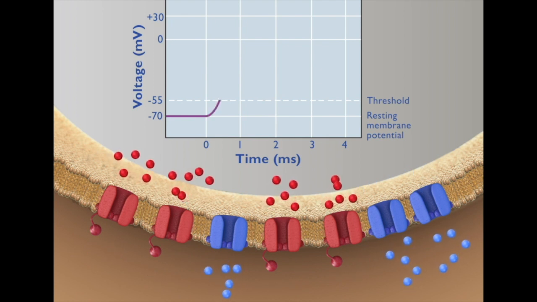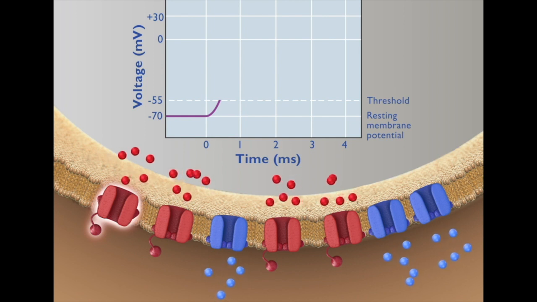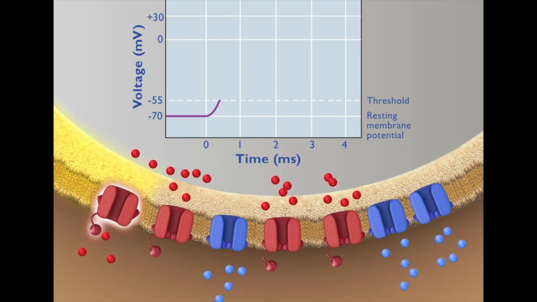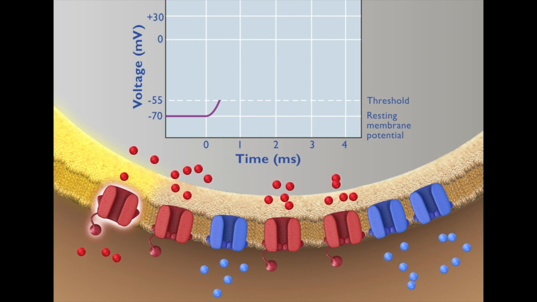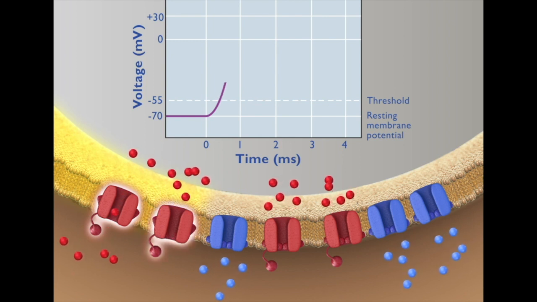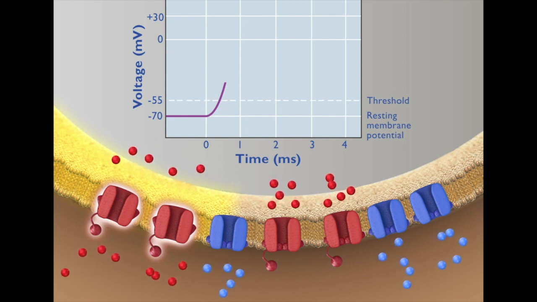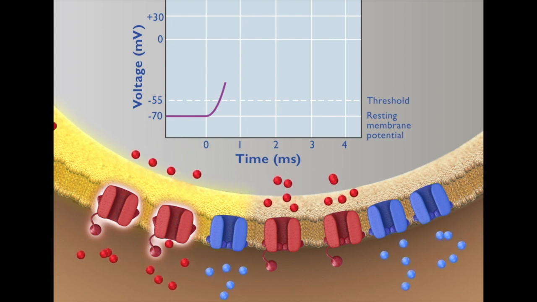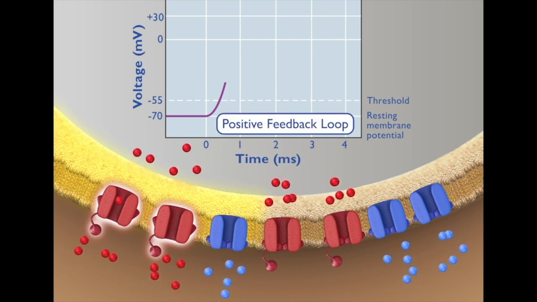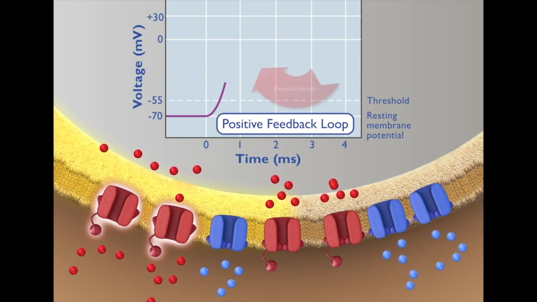As the activation gates of some voltage-gated sodium ion channels open, sodium ions diffuse into the cell. Sodium ion entry depolarizes the membrane further, which opens more sodium ion channels, leading to even greater sodium ion influx. This establishes a positive feedback loop that switches on as the membrane potential passes threshold.